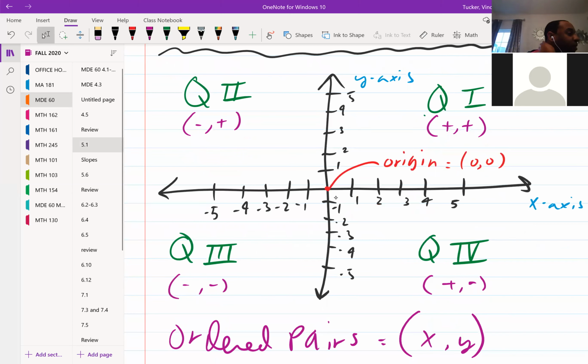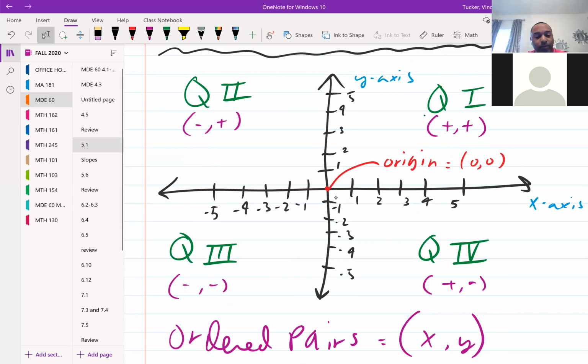Also, we will be graphing by what we call ordered pairs. They're called ordered pairs because the order matters. Your x coordinate will be first, y coordinate will be second. That will always be the case. So your horizontal move first, then your vertical move.